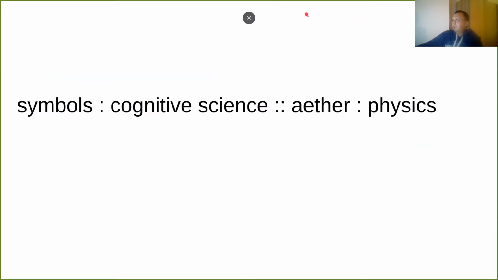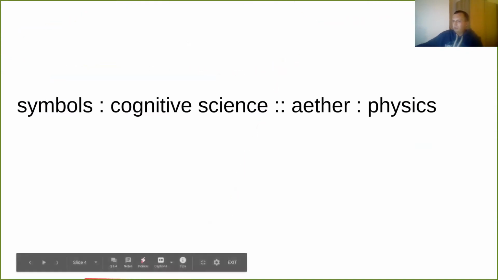Now, here's an analogy. Sorry about the pointer. I have to.